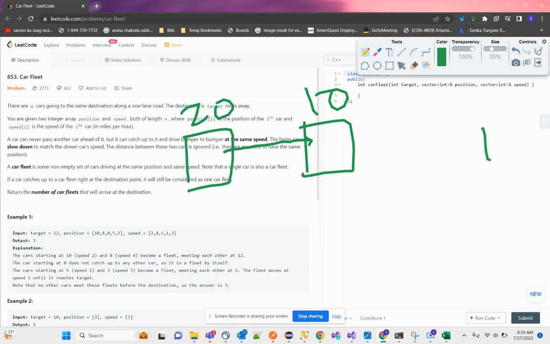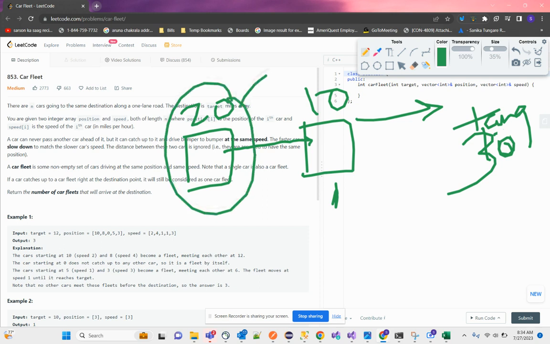So the destination is over here, the target is over here. Suppose we take the target as 30. The cars are moving over here, and this is the car ahead. At some point, this car is going to collide with this car, and that's the reason the speed of this car is now going to become 10.